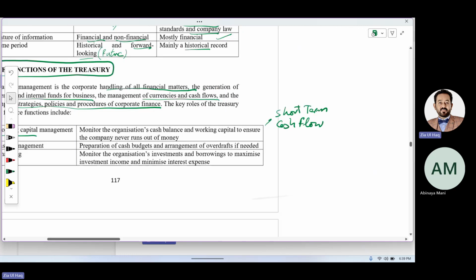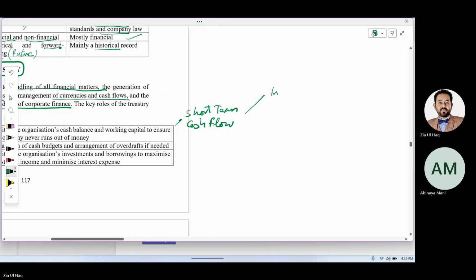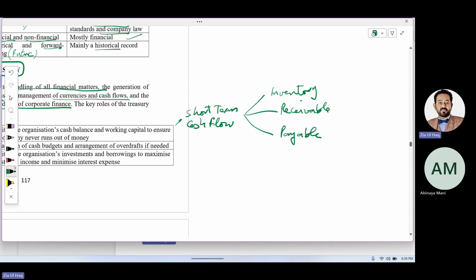And how business manage short-term cash flow through inventory, through receivable, through payable. If business have invested too much money into inventory, that is not good, because your cash is stuck in inventory. If your receivable are more, that is not good for the business because your money is stuck with customers.